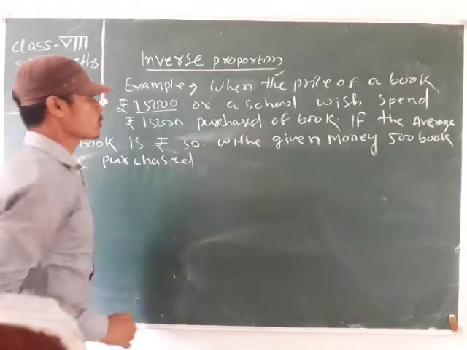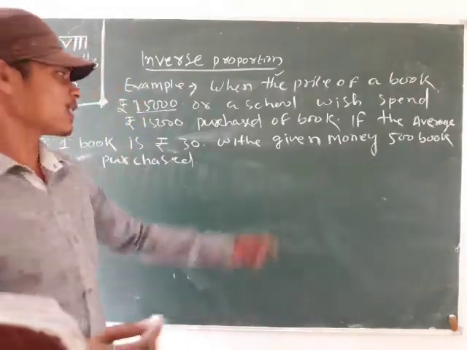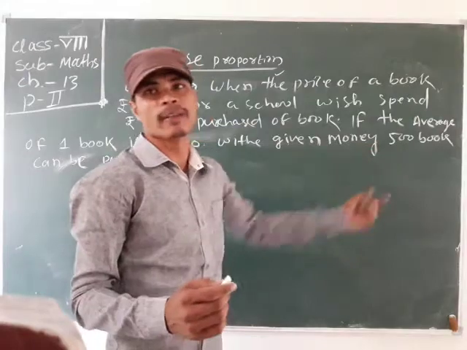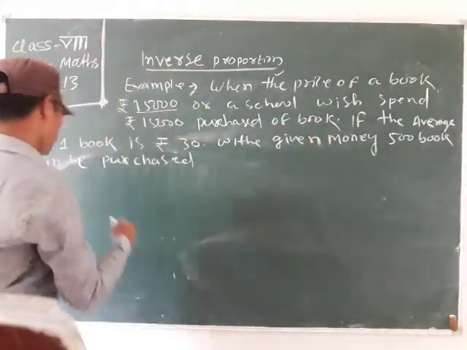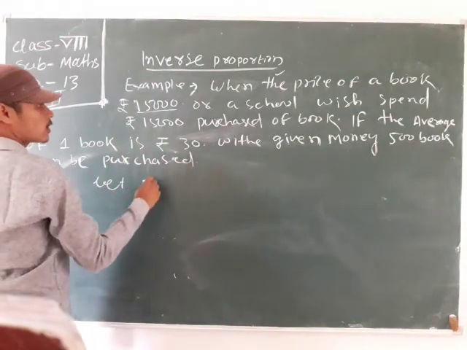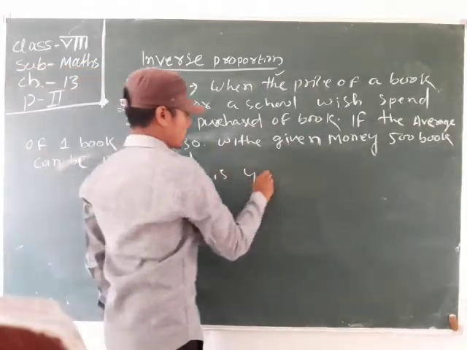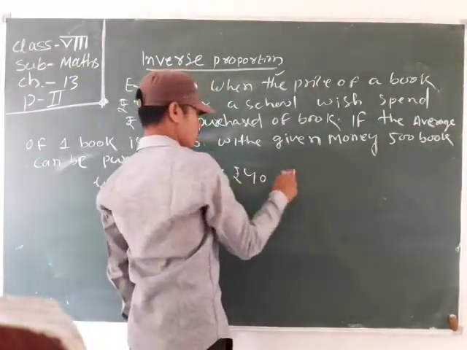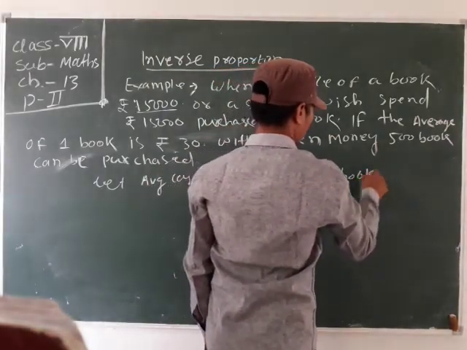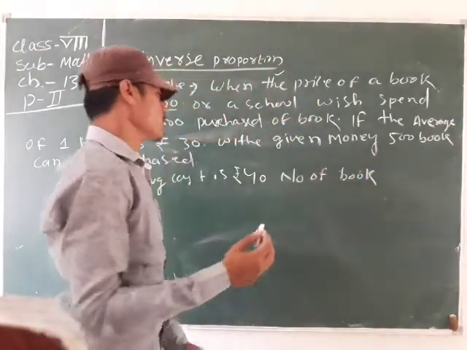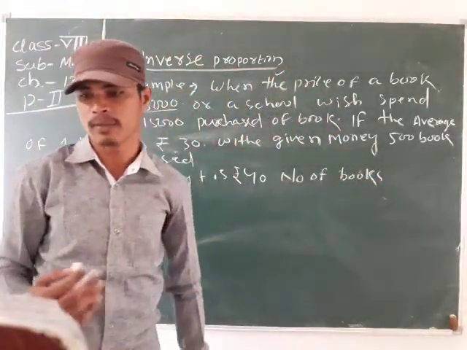Suppose the average cost is 40 rupees. Then the number of books will decrease. How many books are purchased? If the cost is 40 and the money is 15,000, then we can purchase 375 books.